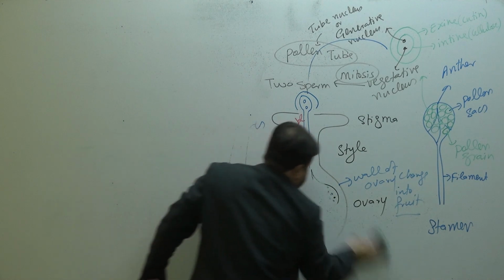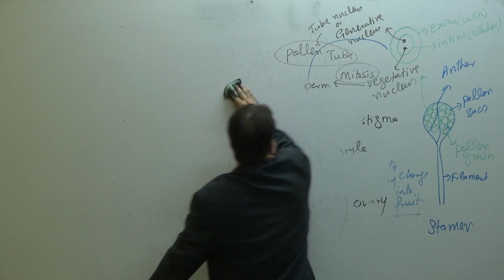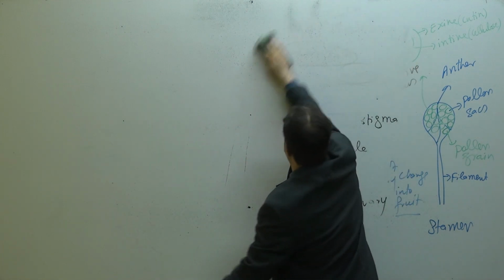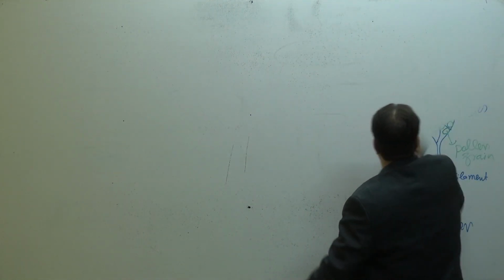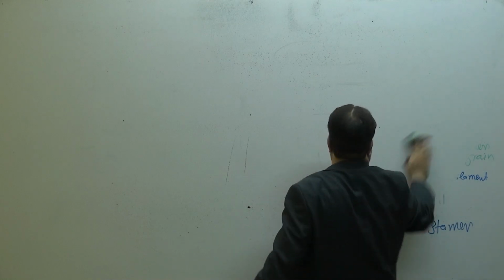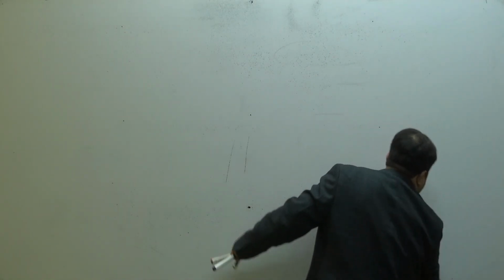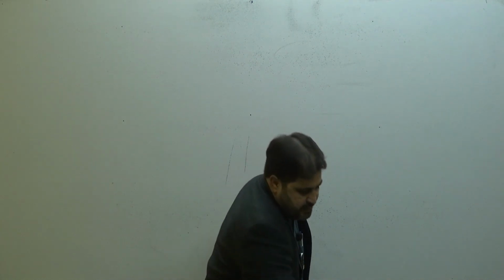Let's suppose we observe a watermelon: there are a lot of seeds, while in the case of mango there is a single seed, and in the case of apple a few seeds are present. So that depends upon their ovules. In some cases there are no seeds, like seedless grapes. That is called parthenocarpy, where the fruit develops without fertilization.